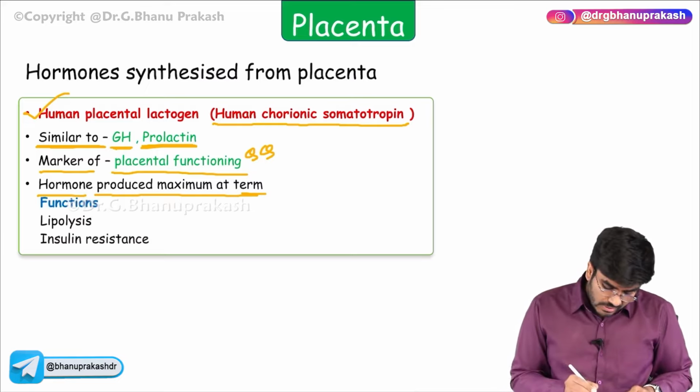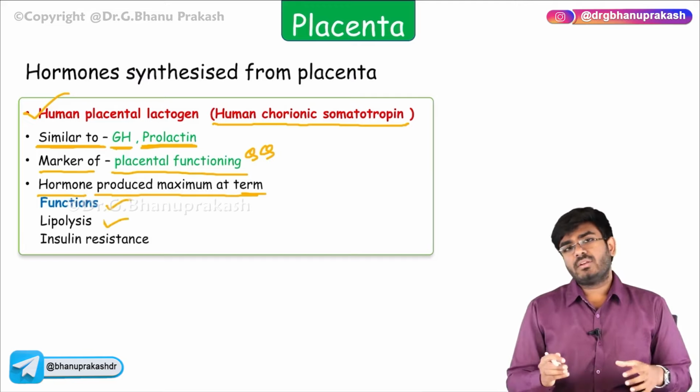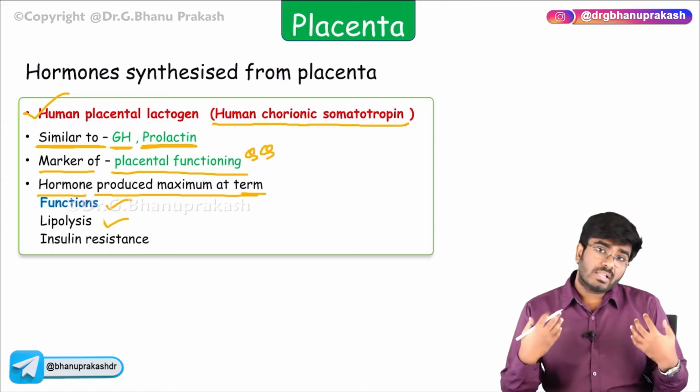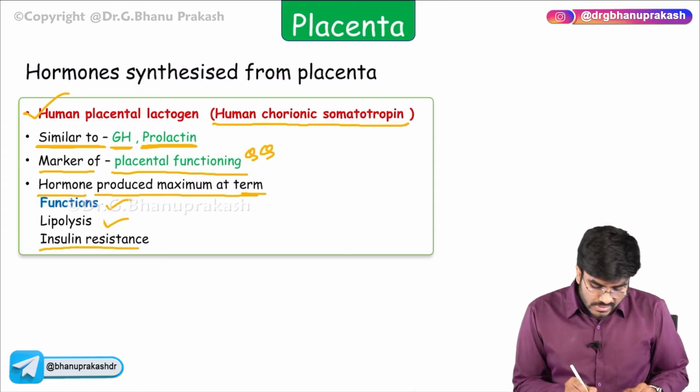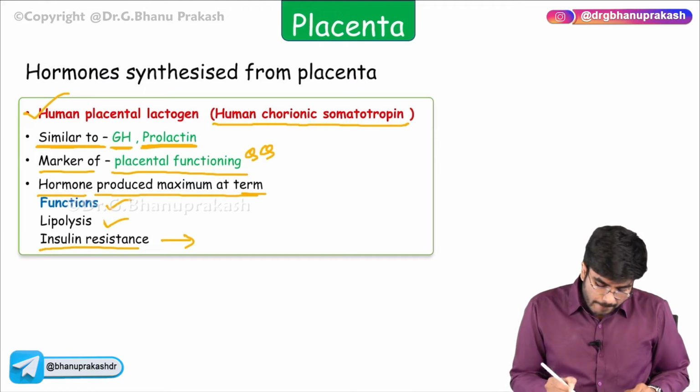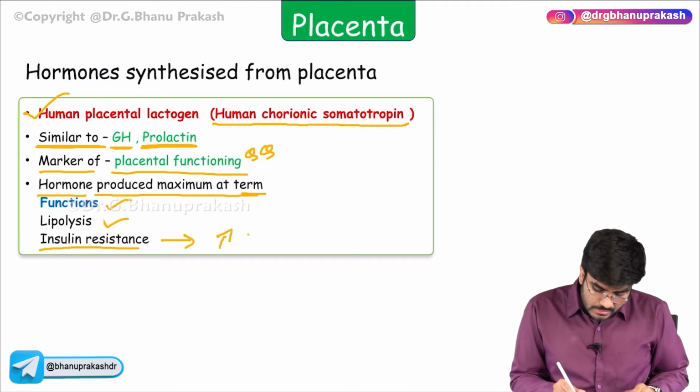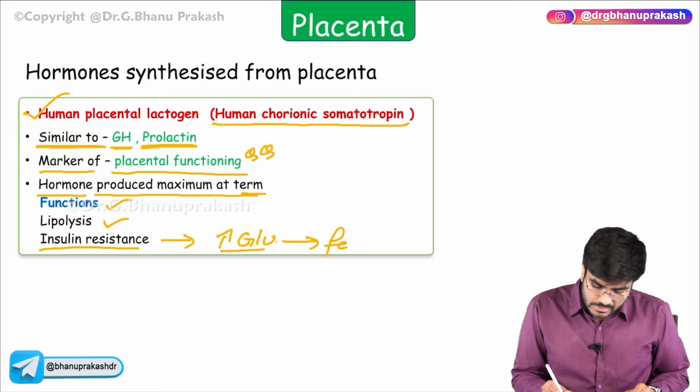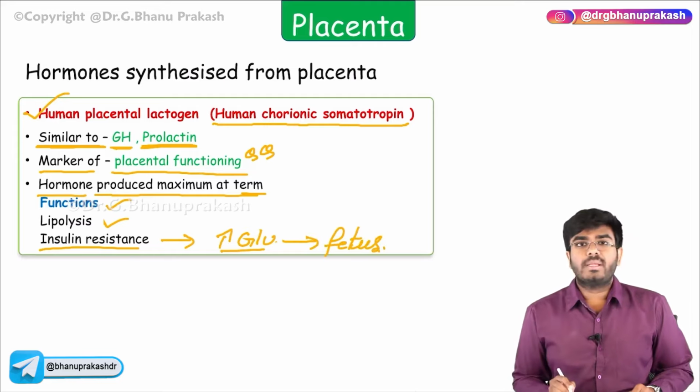Okay, let's see what are the functions of this human placental lactogen. It causes lipolysis in the mother, so that fatty acids will be used by the mother for its metabolism, and it causes insulin resistance. Insulin resistance leads to increased glucose levels in the blood, and this glucose will be utilized by the fetus for its development.